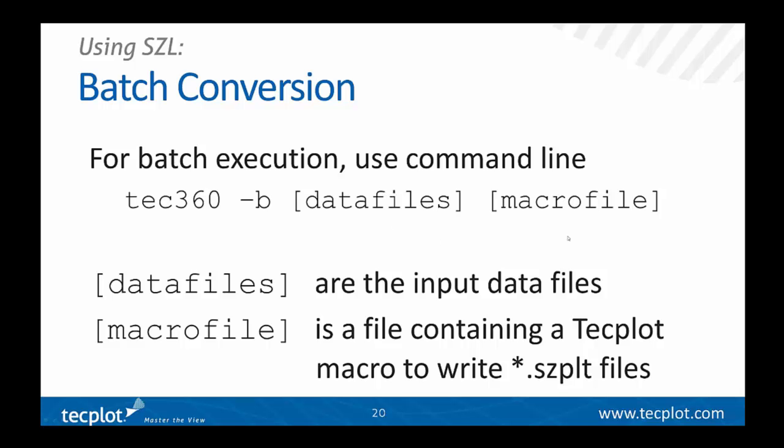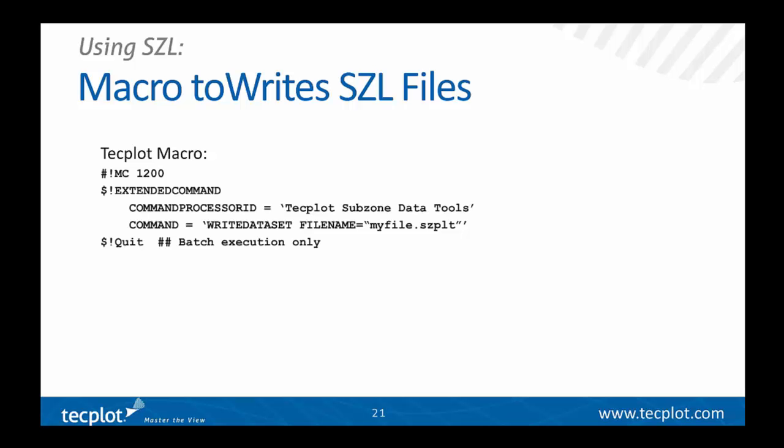Specify the data files and then a macro file in this case, because you'll need to run a macro file to actually write the Sizzle file. Here's a simple example of what the macro would look like. This is the basic macro. You can generate this yourself just by recording if you want to see how it looks. Basically it specifies that it's the Tecplot subzone data tools add-on that is being used, and the command is write dataset, and then you give it the file name.